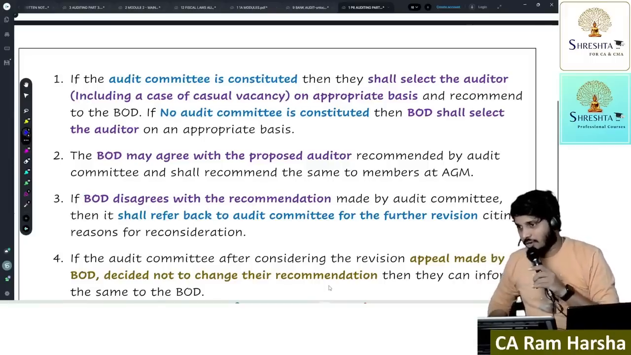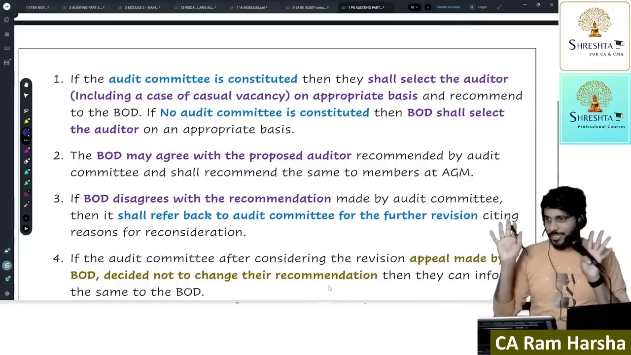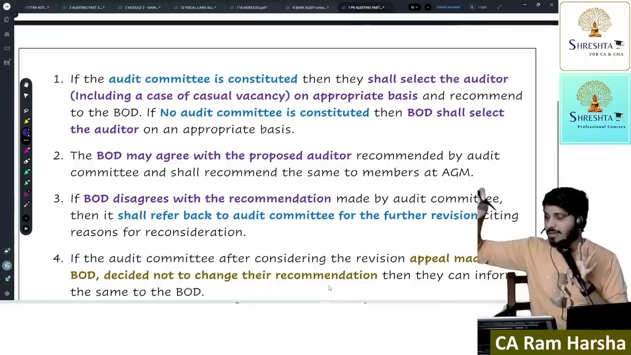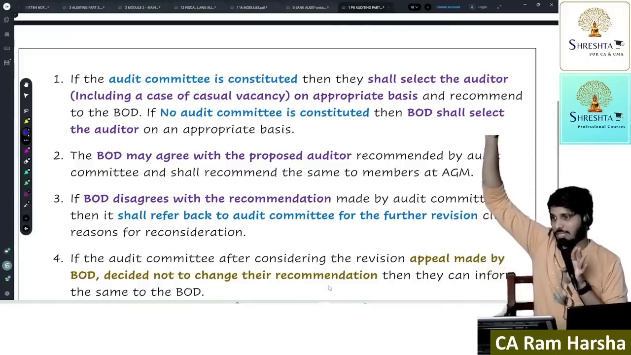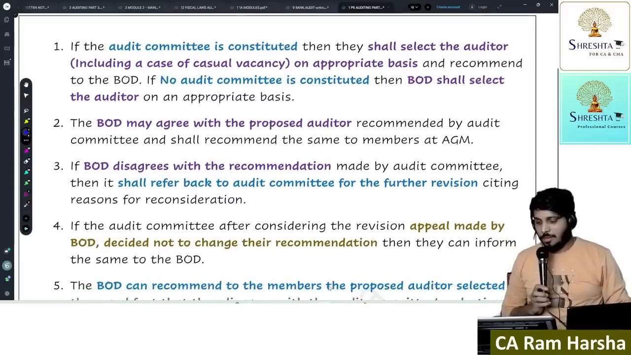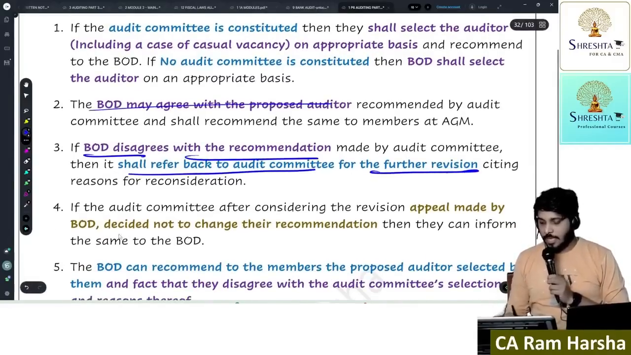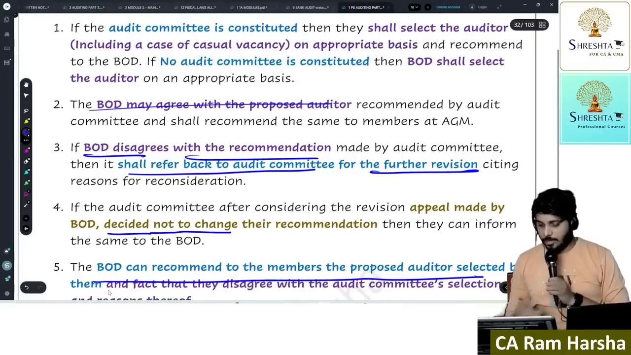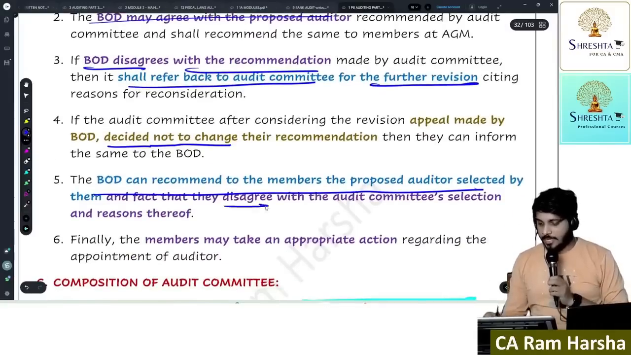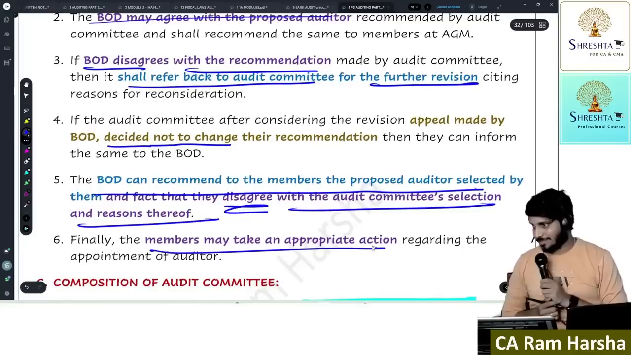Understood or not? So ultimately they will recommend to members. Members will come and appoint the auditor, and that appointed auditor's appointment is valid up to the 6th AGM conclusion. This is the broad process. The board may agree with the proposed auditor. If the board disagrees with the recommendation, it refers to the audit committee for revision. If the audit committee decided not to change, then the board can recommend the proposed auditor, state the fact that they disagree with the committee's selection and the reasons, and members may take the final action.